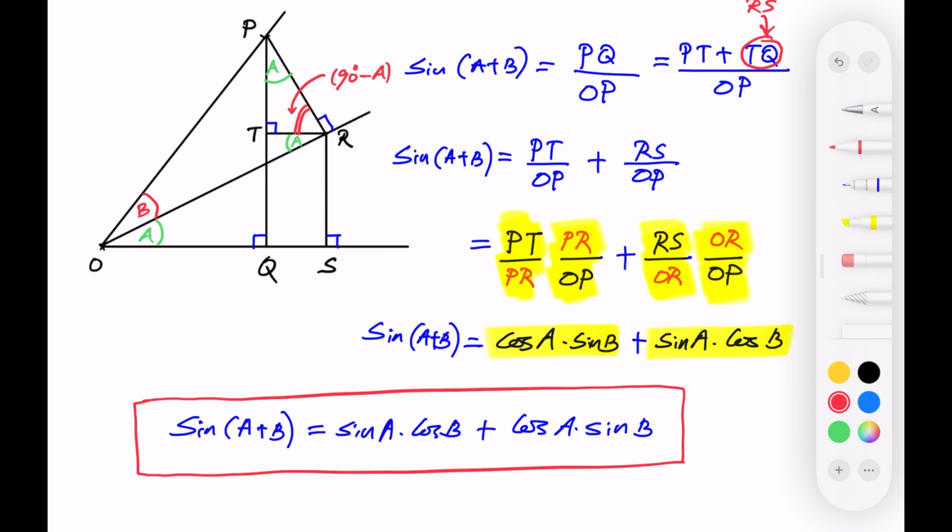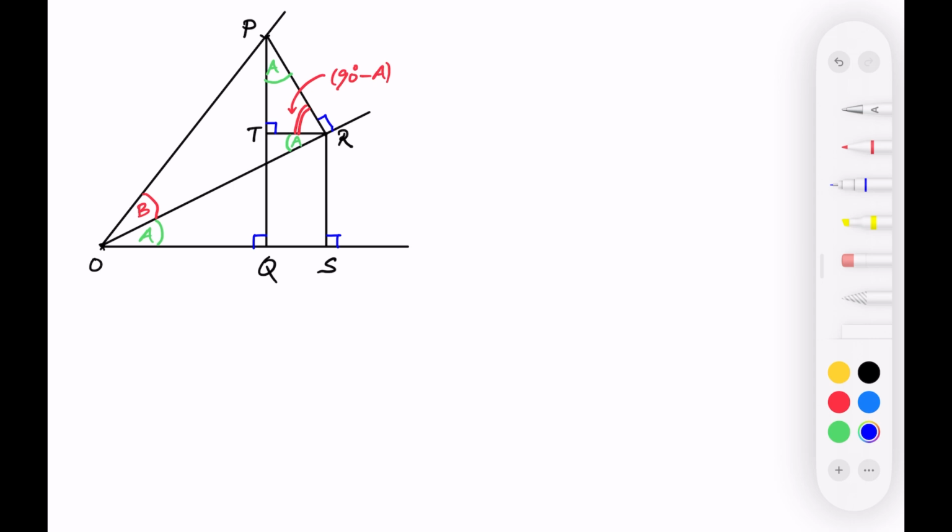Now we will see if we can derive another trig ratio similarly for cosine A plus B. I'm going to need this figure, so I'm going to keep that one and I will erase the rest of this note. Let's see how to write down an equation for cosine A plus B. For cosine A plus B, right here once again, the complete angle is A plus B.